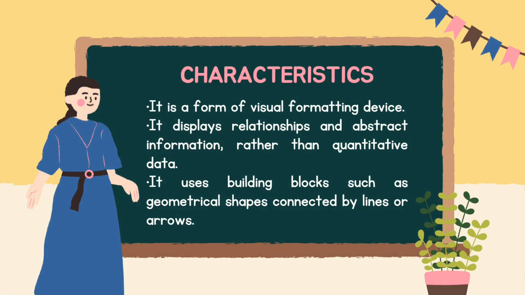Characteristics of diagram. It is a form of visual formatting device. It displays relationships and abstract information rather than quantitative data. It uses building blocks such as geometrical shapes connected by lines or arrows. Diagrams are simplified figures, caricatures in a way intended to convey essential meaning. Diagrams of a process are usually numbered in the order they can occur, and it gives a visual representation of something in text or oral format.